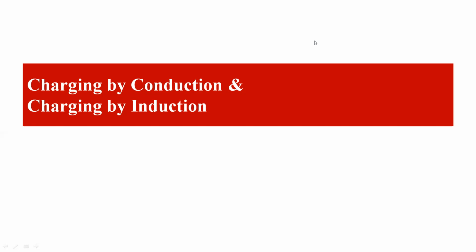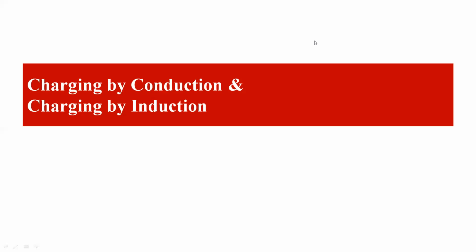Now, what is charging by friction? Let me explain, guys. Just listen, it's very, very simple. When two bodies are rubbed against each other, electrons are transferred from one body to another. So when we rub two bodies against each other, there is a body which loses electrons. Electrons are transferred from one body to the other.